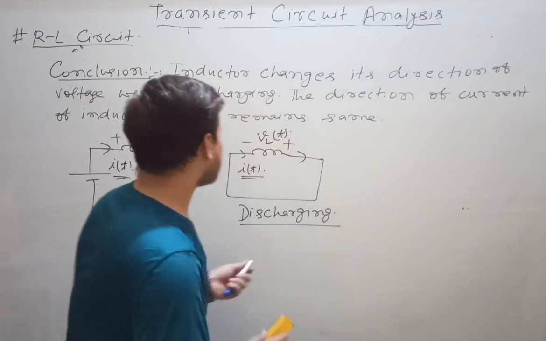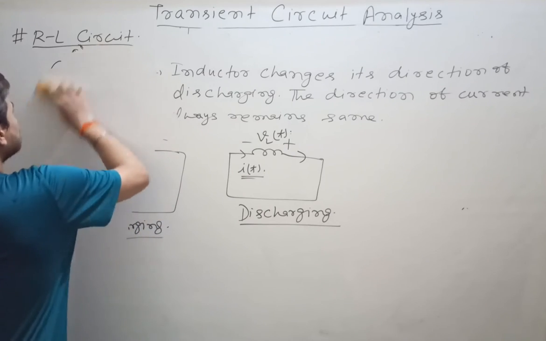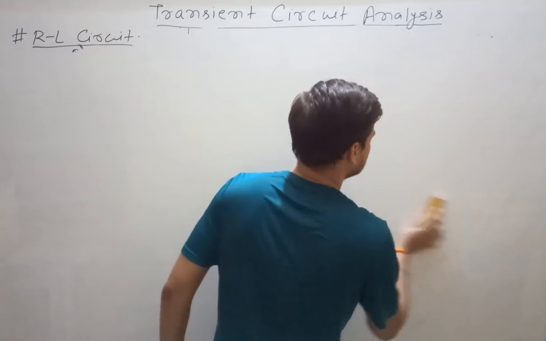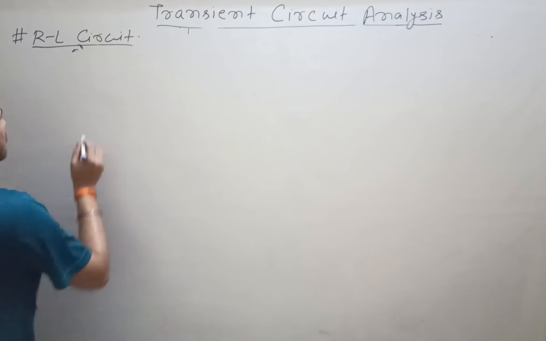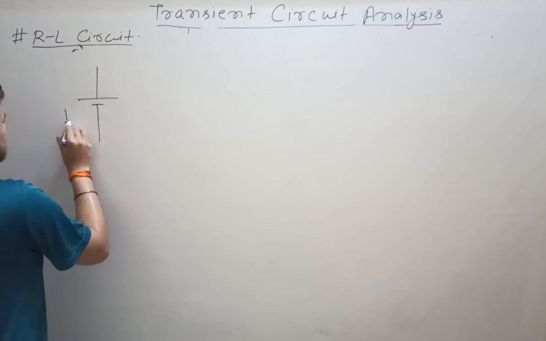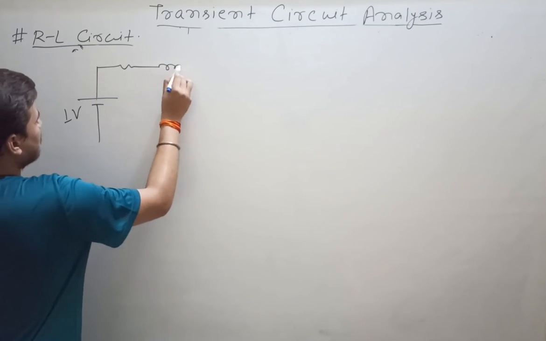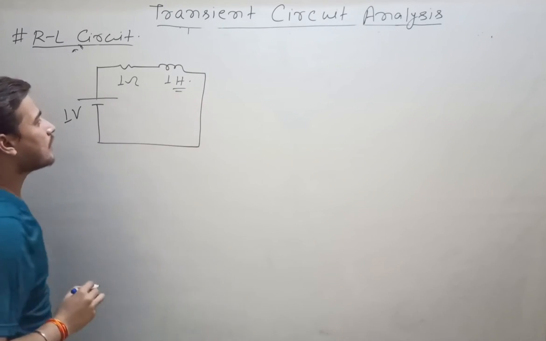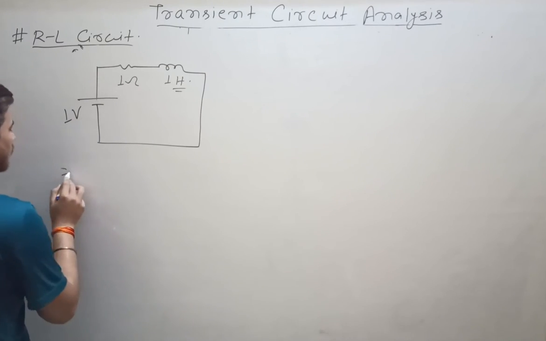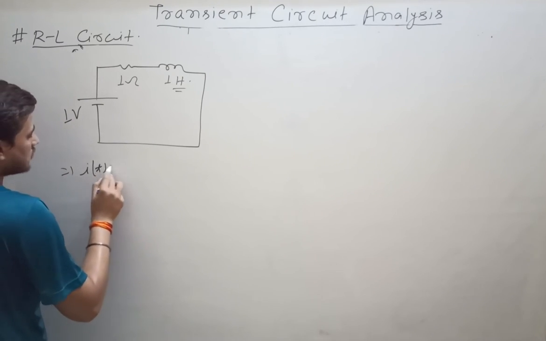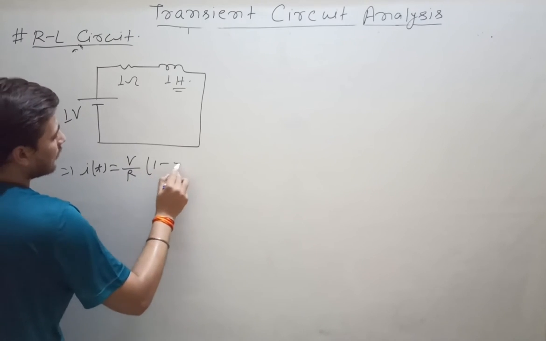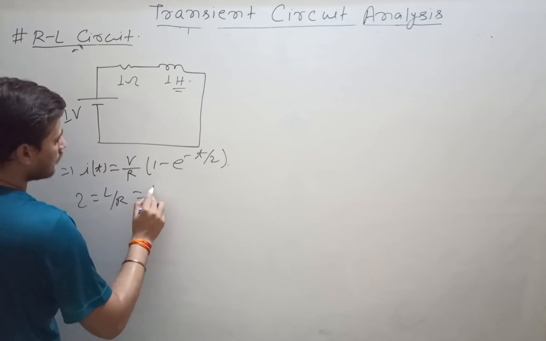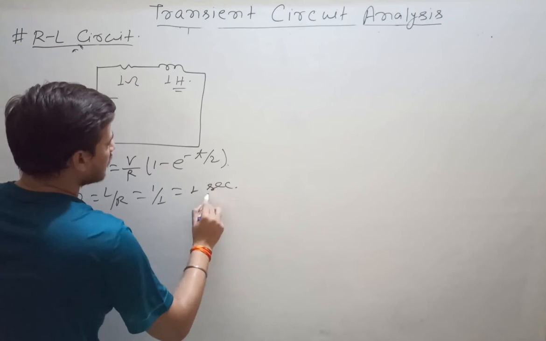So now let us do one numerical problem on an RL circuit. Suppose you have a circuit. This is 1 volt. This is R, 1 ohm. This is L, 1 Henry. So now you have to write the expression for current. Current is equal to V by R into 1 minus e to the power minus t by tau. Tau is equal to how much? L by R. It is equal to 1 by 1, that is 1 second. Tau is equal to 1 second.